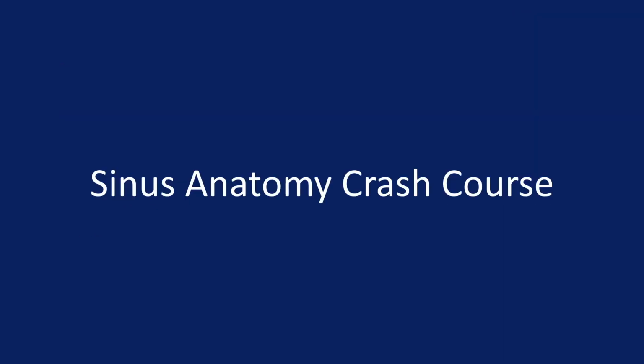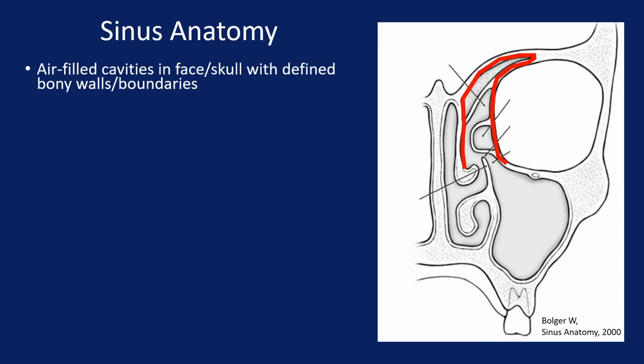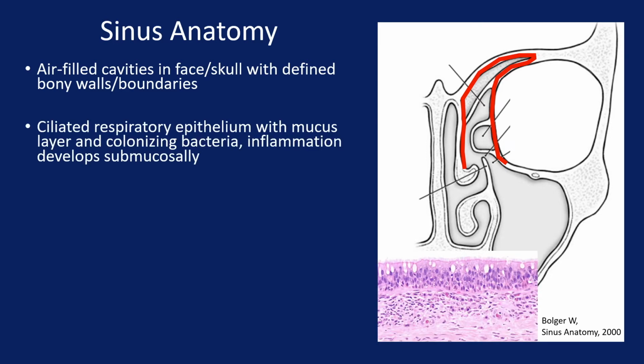All right, so here's our anatomy crash course. So the sinuses, as everyone's familiar with, are air-filled cavities in the face and skull with defined bony boundaries. And you can see here the red outline just shows the ethmoid cavity. The middle turbinate is medial, the medial orbital wall is lateral, and the skull base is superior. And this is just one of the sinuses, but all of them have these defined boundaries that we speak of.